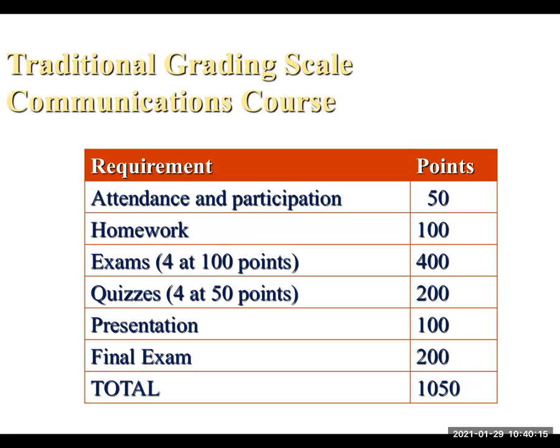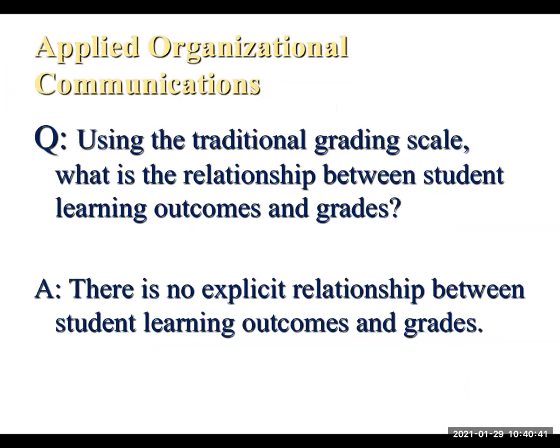Here is the traditional grading scale. Points are assigned for homework, attendance, exams, quizzes. In this example, some part of the performance may be assessed and evaluated using the assessment rubric, probably the presentation, perhaps the homework. There is no clear relationship between assessment of student learning outcomes using the indicators in the rubric and the final course grade. Any relationship is indirect and implied.